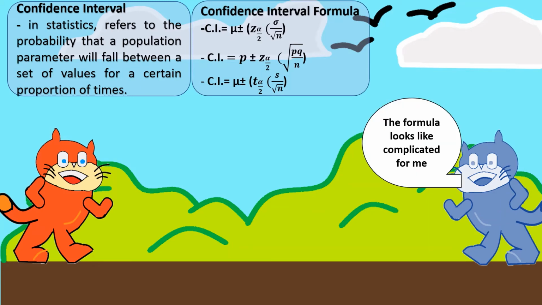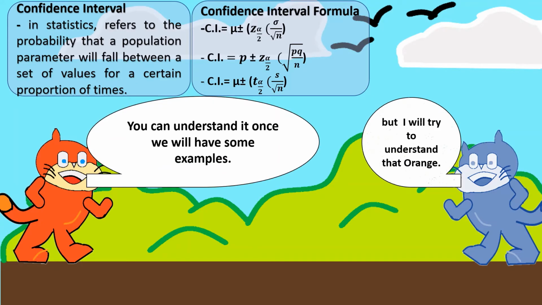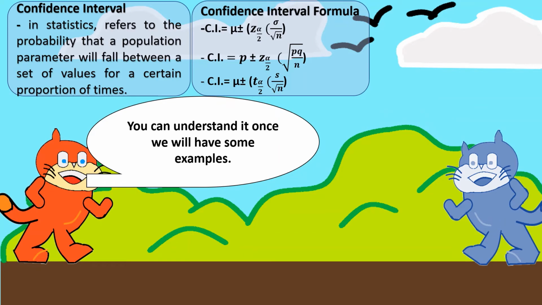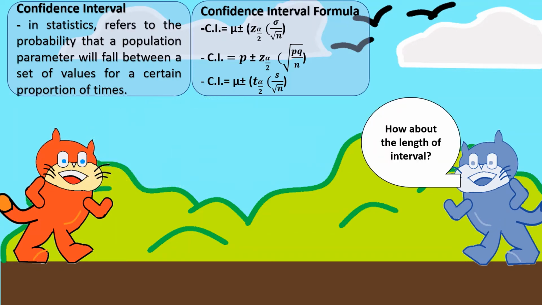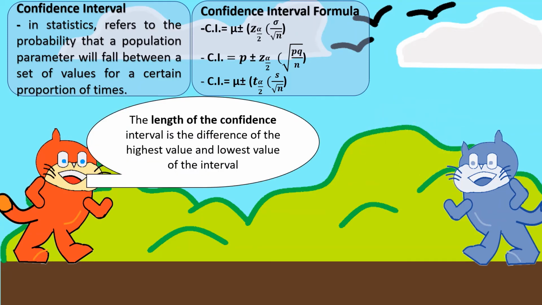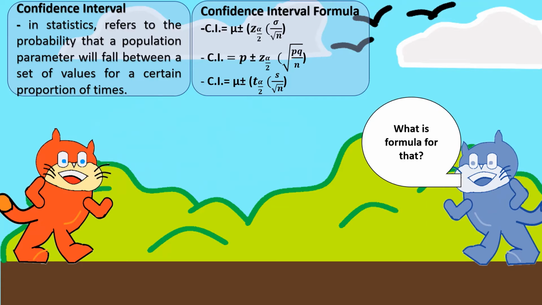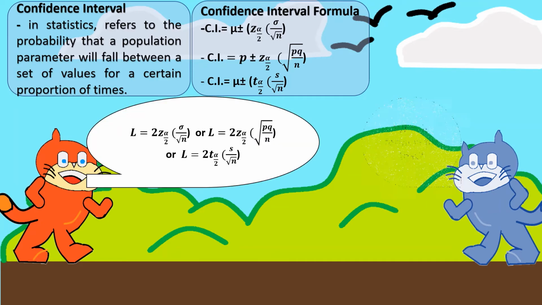The formula looks complicated to me, but I will try to understand that, Orange. You can understand it once we have some examples. How about the length of interval? The length of confidence interval is the difference of the highest value and lowest value of the interval. What is the formula for that?